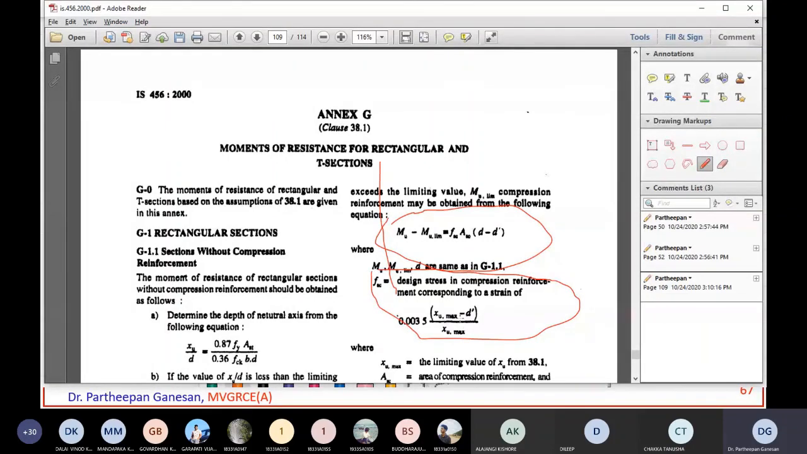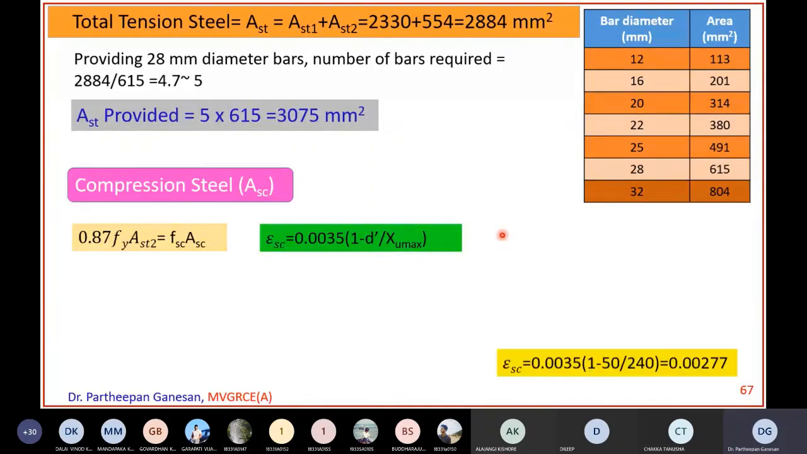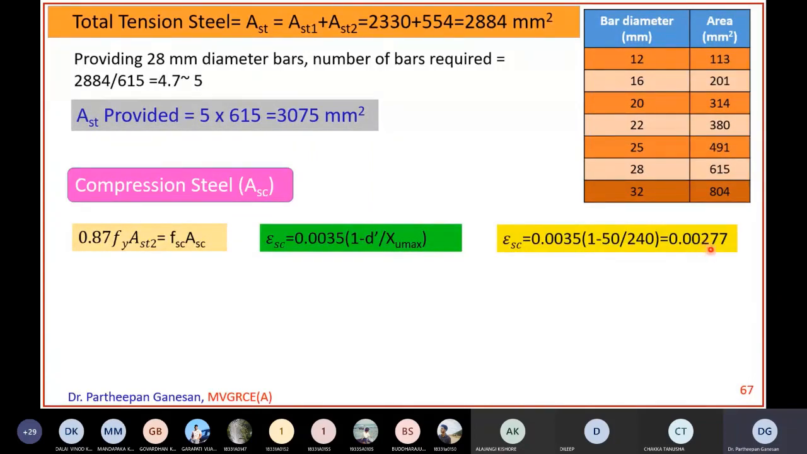You find the strain values. First we find out epsilon sc. Epsilon sc is 0.0035 times 1 minus d dash by xc max. If you substitute, you get 0.00277. Now from the graph or from the table, you find out fsc. Fsc is coming out to be 352 Newton per millimeter square. You have this kind of graph which I have given in the material, or from the table, Table 6.2 or something like that in the code. For this strain, you find the stress value, that is coming out to be 352.